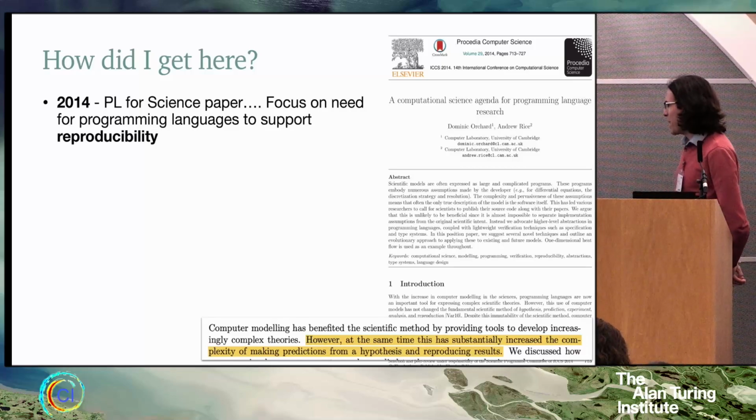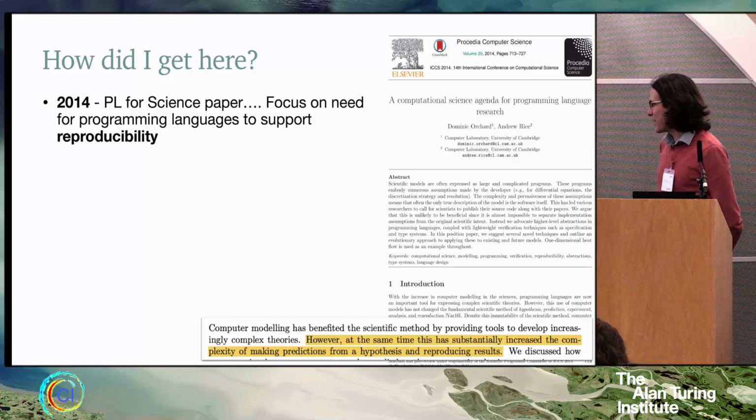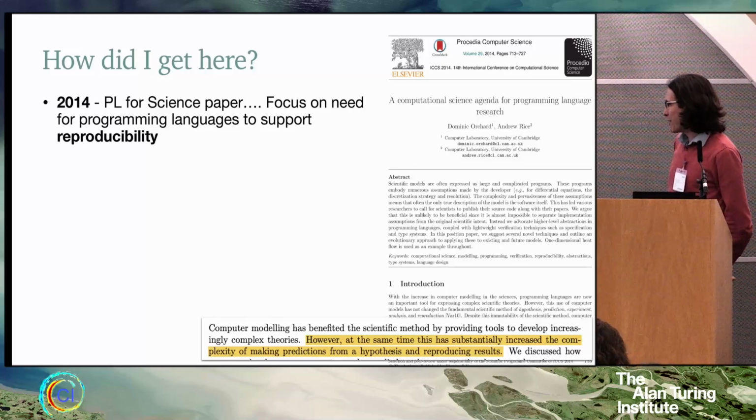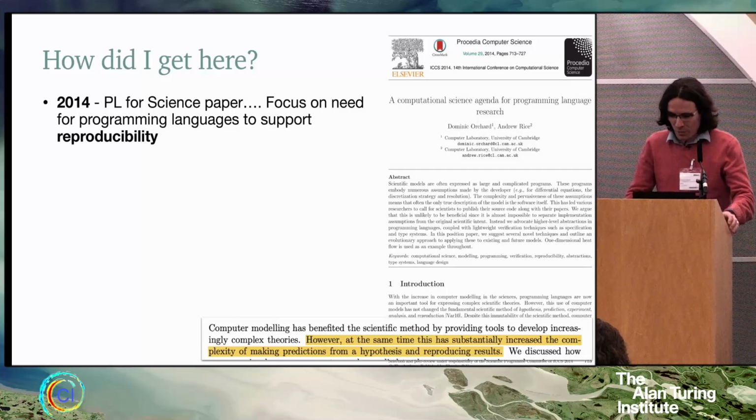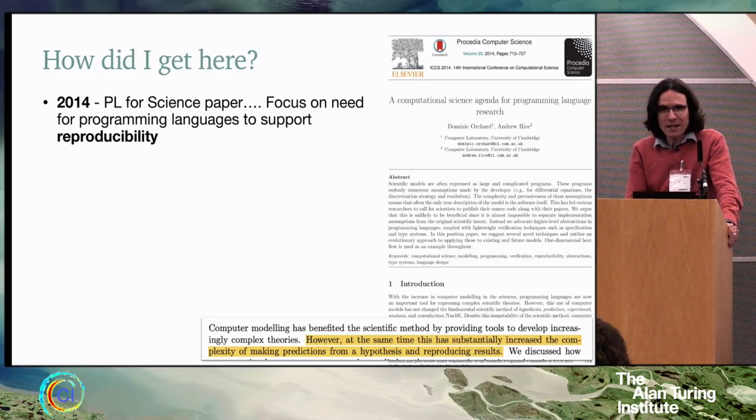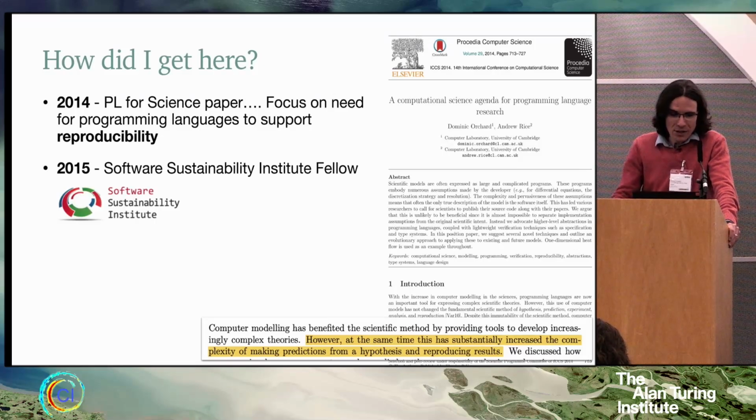So a little quote from here. We're talking about the benefit that computational modeling has had on the scientific method. However, at the same time, this has substantially increased the complexity of making predictions from a hypothesis and reproducing the results. So this was something that we were thinking about in those days, and how we can support people in reproducible science.